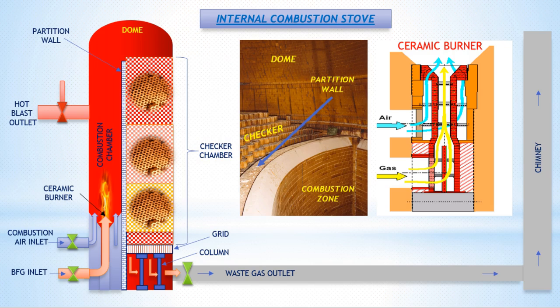The chamber is lined with high-temperature refractory materials, e.g. fire brick, castable refractory, to withstand extreme temperatures. Fuel, BF gas or coke oven gas, is injected into the chamber through ceramic burners or nozzles. Combustion air is supplied through separate channels or integrated with fuel injection. A pilot flame or ignition source ignites the fuel-air mixture.